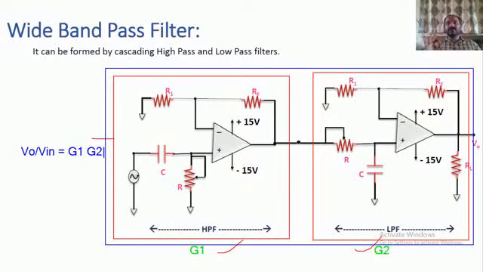Now when two blocks are connected in the cascaded manner in a control system, the gain of the entire circuit is nothing but the product of the individual gains which are participating in the circuit connection. So now the formula is: the voltage gain of the band pass filter is nothing but the product of the gain of the first order high pass filter and the first order low pass filter.